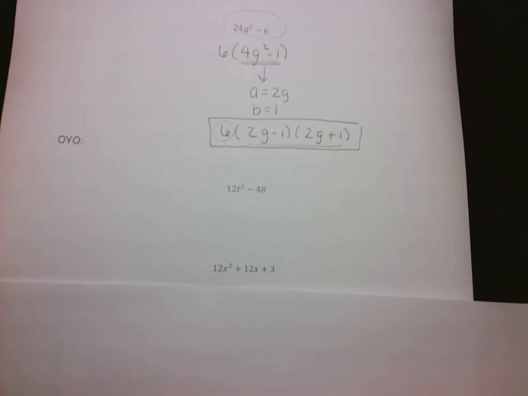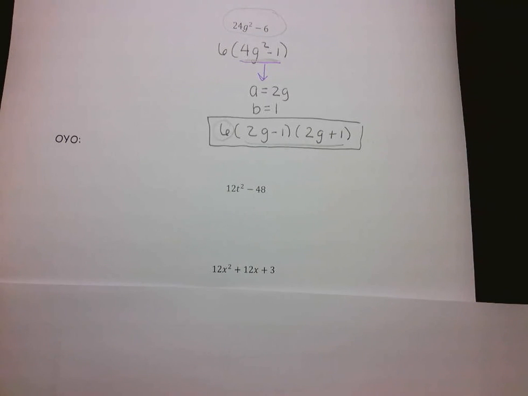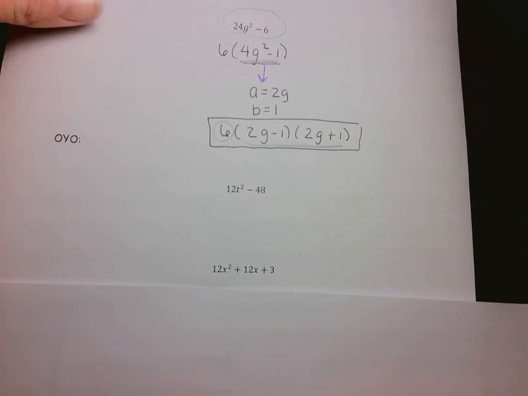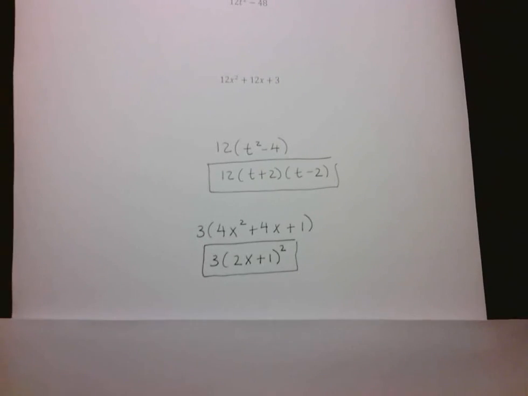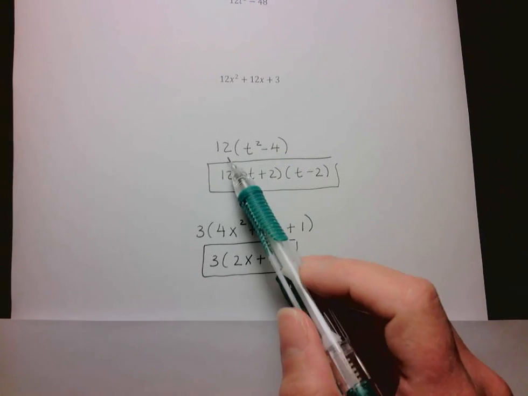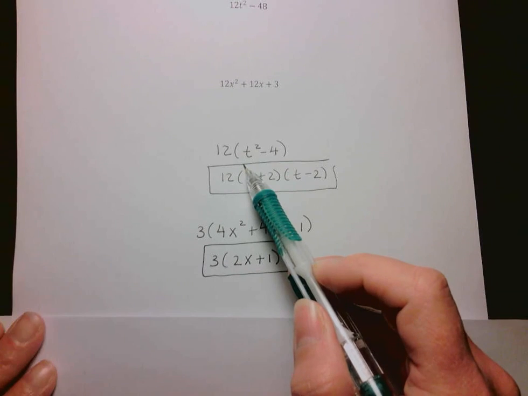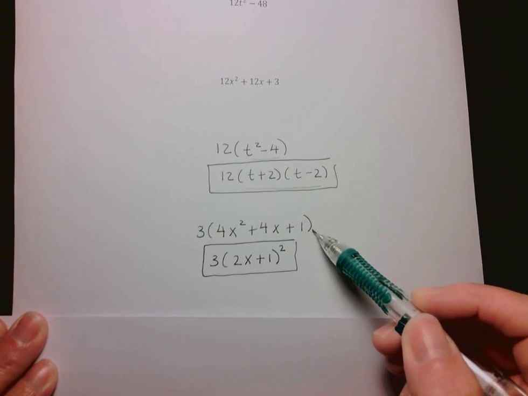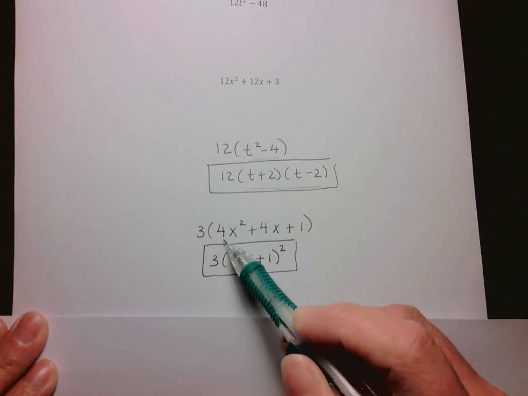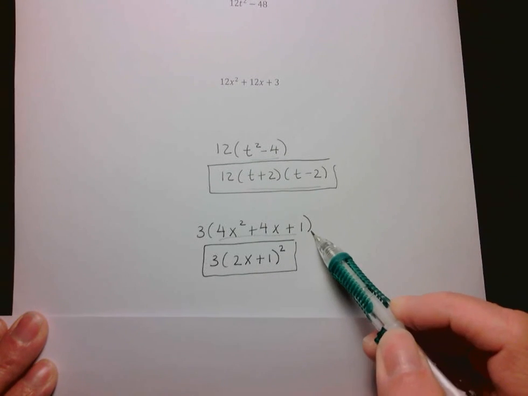Go ahead and hit pause and factor out the greatest common factor first. And here are your final answers. I pulled out a 12, and then I'm left with the difference of two squares. And then here, I factored out a 3. And what am I left with? A perfect square trinomial.